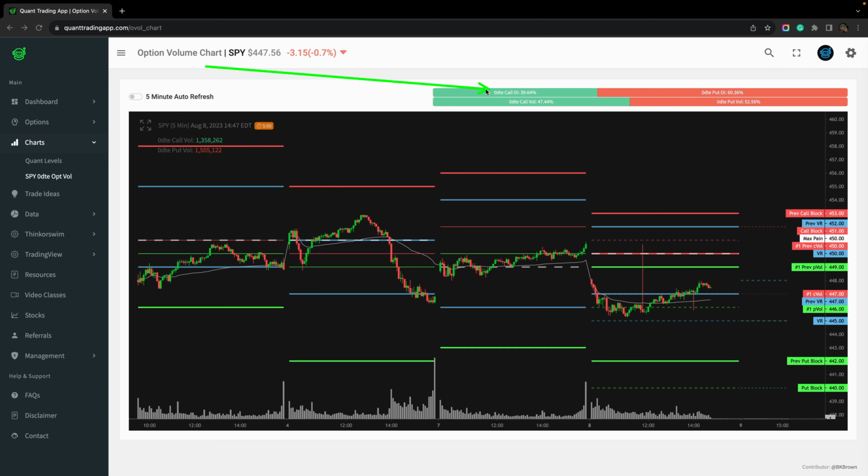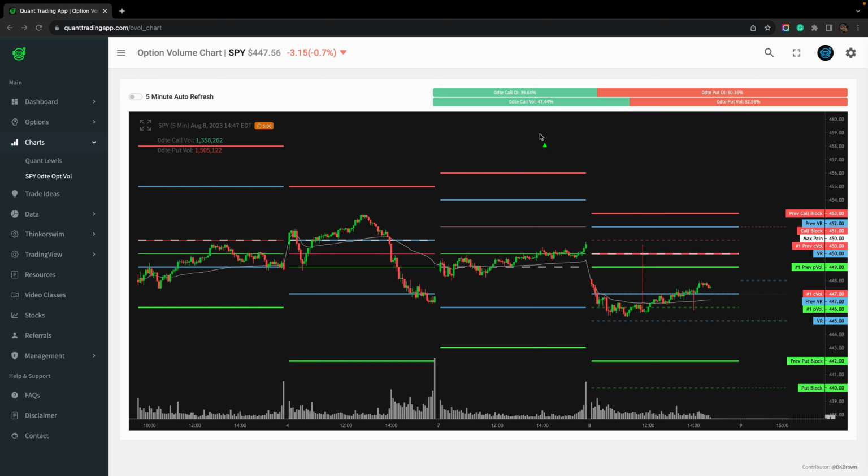Over on this side, we have the 0DTE call open interest for the current day you're viewing, and then we have the 0DTE put open interest. We can see that for today, over 60% of the open interest falls under the category of being a put. And then at the bottom, we have the volume. 52.56% to be exact, of the volume traded on the SPY for the 0DTE expiration is actually in puts, and then this is the call volume.